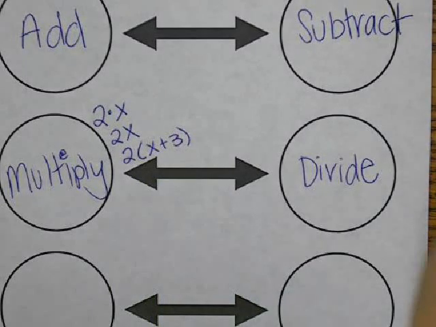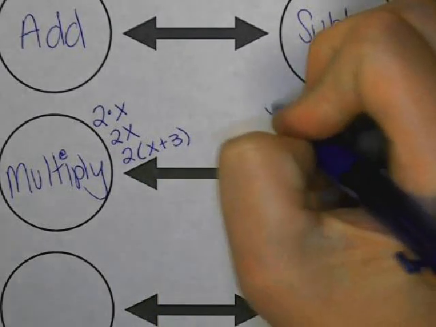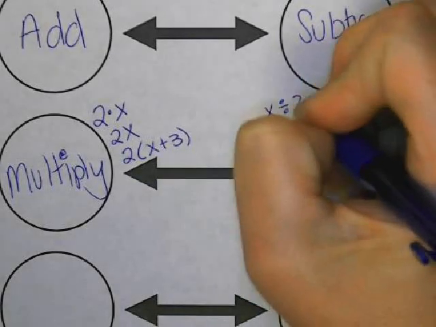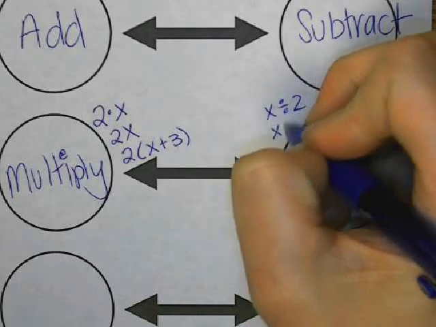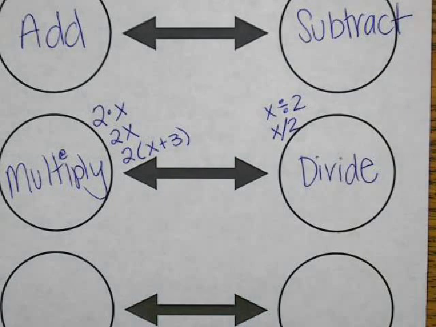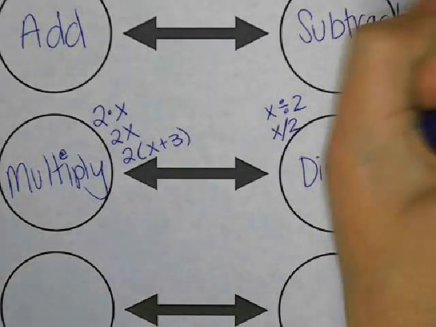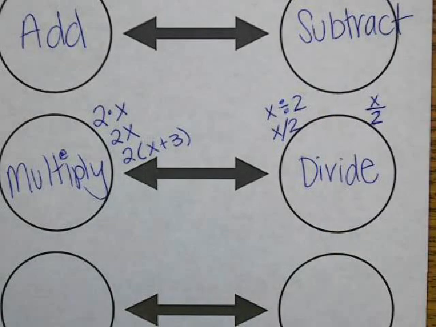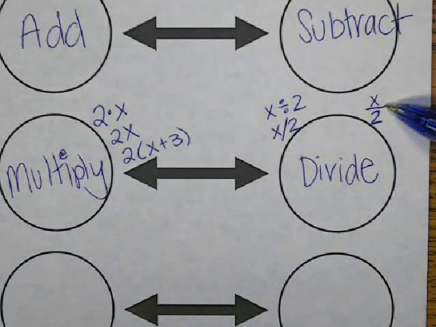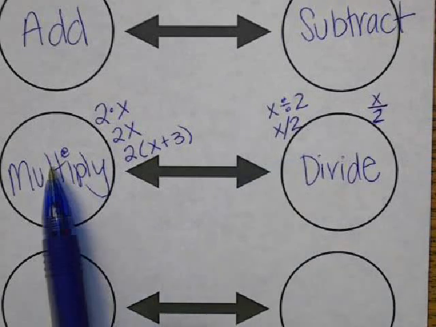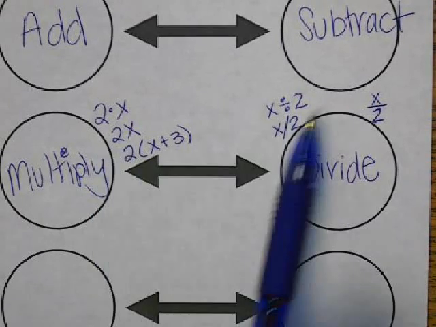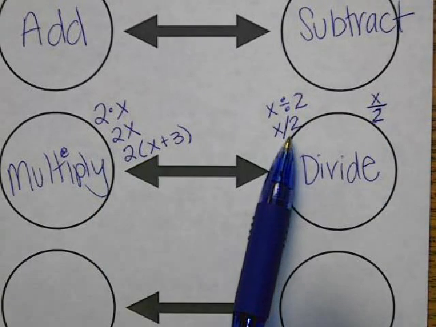Okay? For division, you might see it as the symbol x divided by 2, or you might see it as x slash 2. Sometimes you see that. Or finally, you might see it as x divided by 2 written like a fraction. So for multiplication and division, these are some different ways that you might see that happening to x.